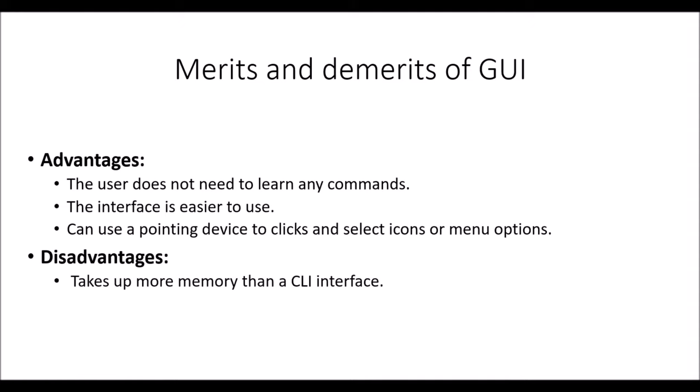Why? Because we are talking of icons. Icons are pictures. Let's say one icon is like 100 kilobytes or 200 kilobytes, and you are having like 200 icons in your computer, maybe in your desktop area. You just imagine, so you take up more memory in your computer as compared to CLI.